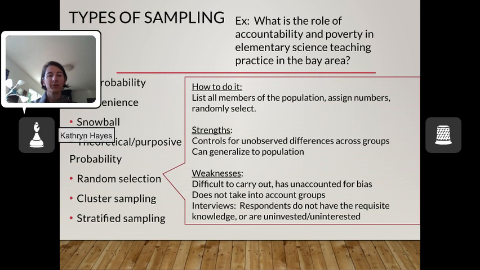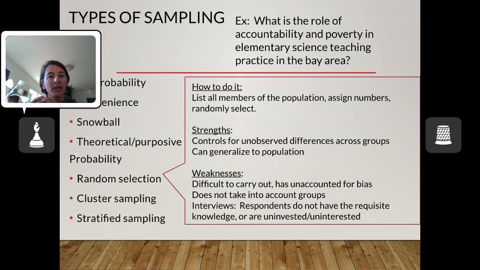Now we're moving into sampling structures that are more often used for surveys or for quantitative data. In many cases, when you collect quantitative data or surveys, you want random selection. So you want to select the people to take the survey out of the group of folks randomly so that you can say that this is probably a representative sample of all of them. So, for example, in terms of the question, what is the role of accountability and poverty in elementary science teaching practice in the Bay Area?